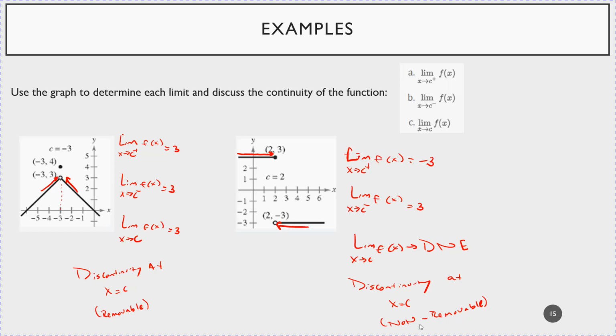Very interesting, right? In the previous case, the one-sided limits agreed, and you saw that the general limit was 3. Here you see that the one-sided limits do not agree, and the general limit does not exist. And that's okay.